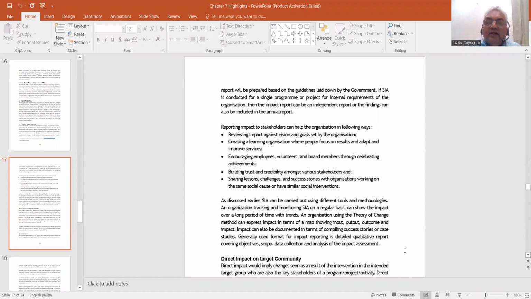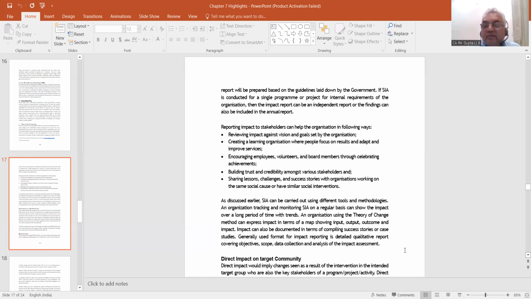As discussed earlier, social impact assessment can be carried out using different tools and methodology. We have seen various tools. An organization tracking and monitoring social impact on a regular basis can show the impact over a long period of time with trends. An organization using the theory of change method can express impact in terms of a map showing input, output, outcome, and impact. Impact can also be documented in terms of compiling success stories. So these are the various types. First of all, there can be a map which can show input, output, outcome, and impact. Second, we can compile success stories or case studies.